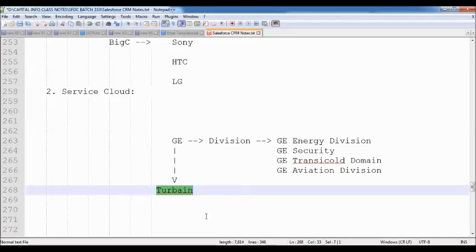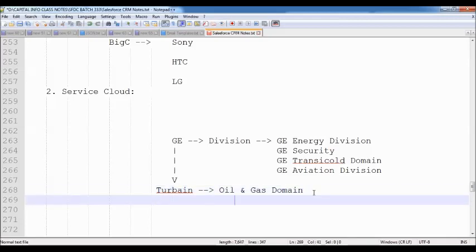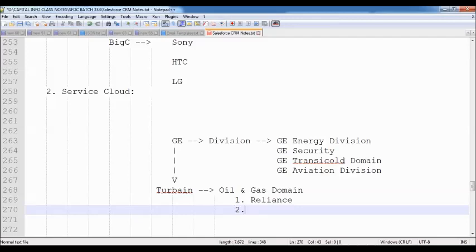Now, in this case, who will use this turbine product? The people who are in the oil and gas domain. Those people will use this product. For example, Reliance. Reliance's major business is oil and gas. Remaining all are small subsidiaries: Reliance Fresh, Reliance Digital, Reliance Trends. These are all small divisions, but their major business is oil and gas.